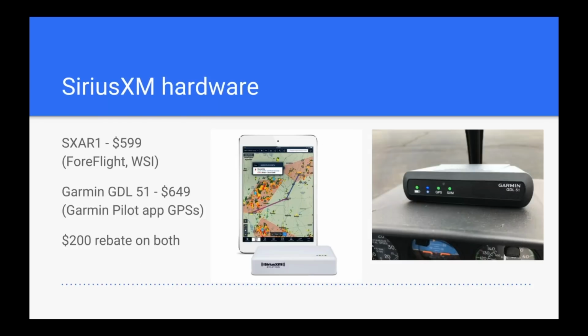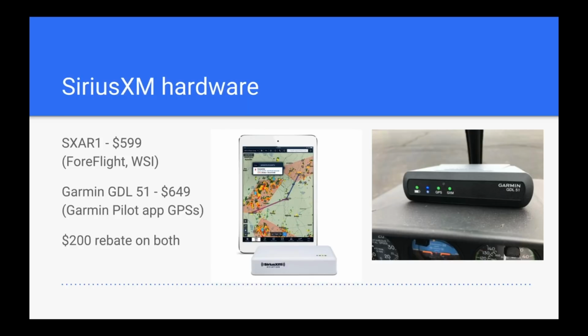When it comes to SiriusXM, not as many options, but again, the two main apps that we see most people flying with are covered. With ForeFlight, that'd be the SXAR1, that little white box there. $599, has GPS and weather. No traffic here because you don't have the ADS-B. And then if you're flying with Garmin Pilot app or with Garmin GPSs like an Aero 660 or an Aero 796, that'd be the GDL51, which you see on the right there. Same idea, GPS, built-in battery, SiriusXM.